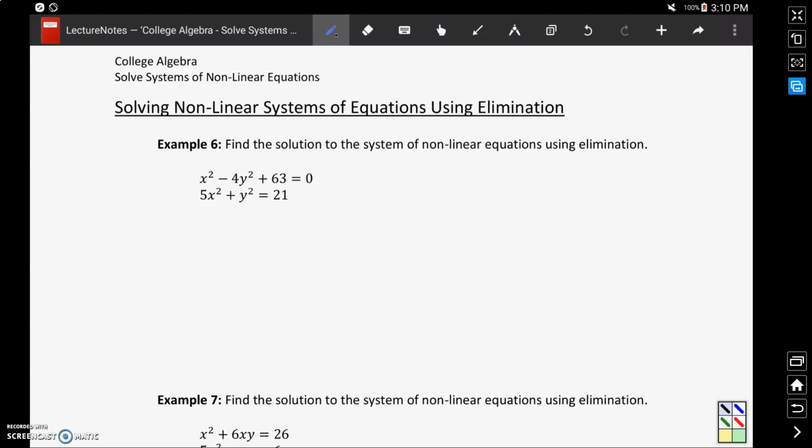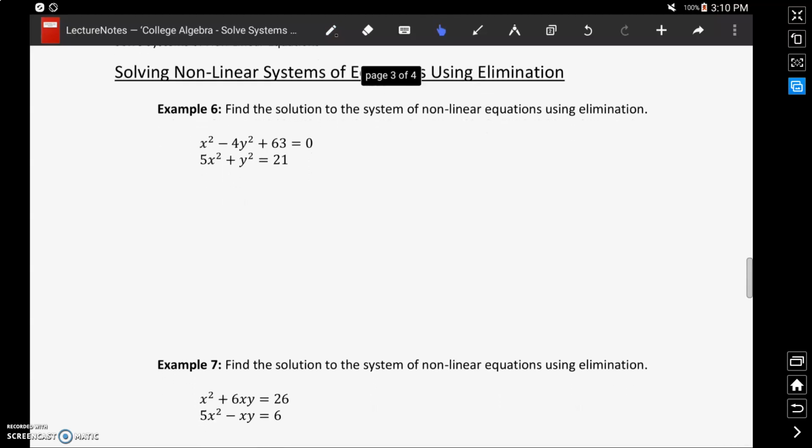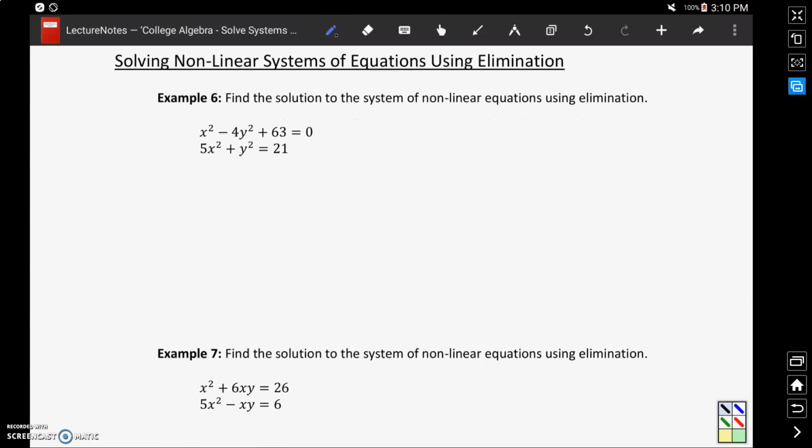In the next three examples, we'll look at applying the elimination method to solve nonlinear systems of equations. We can identify that the elimination method will work in this case because we have like variable terms, meaning, for instance, we have x squared and x squared, or y squared and y squared. Since we have the same variable terms represented in each equation, we'll be able to apply this approach.